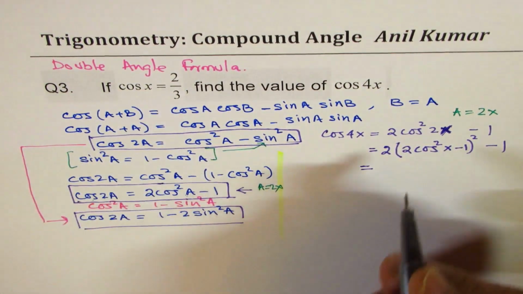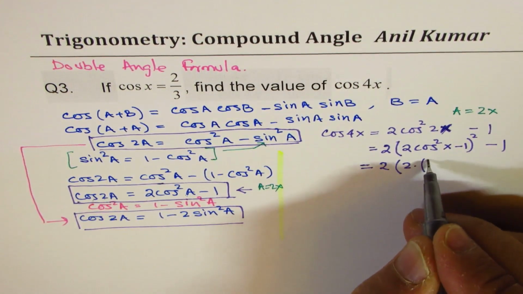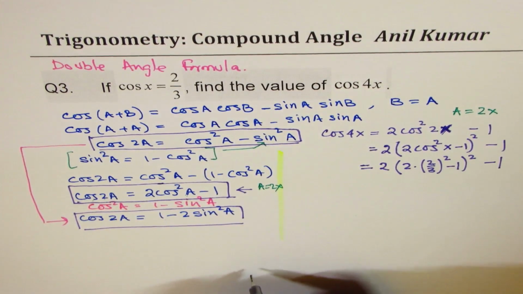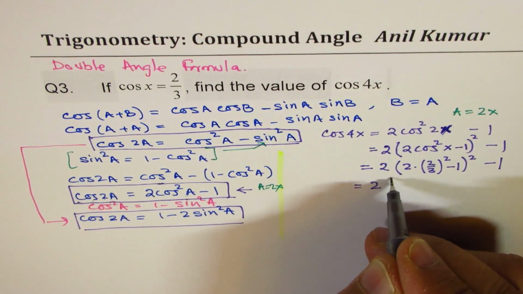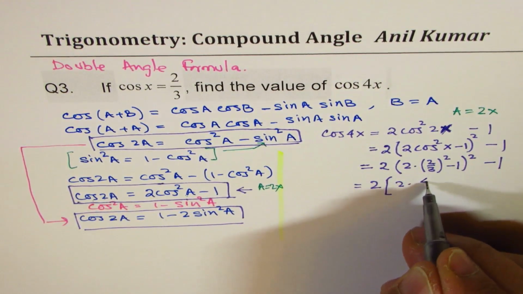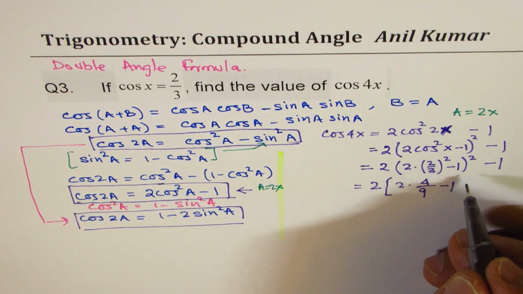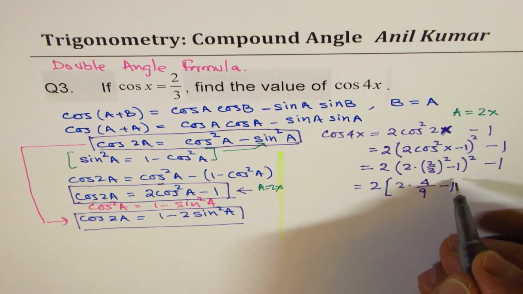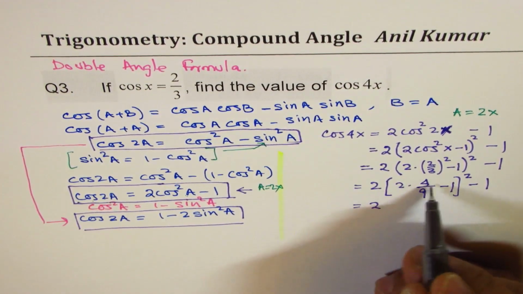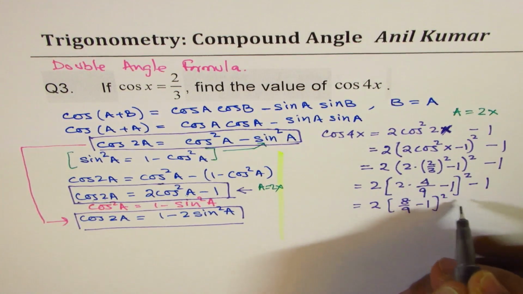Cos x is 2 over 3. So we can substitute 2 over 3. So we get 2 times, 2 times (2 over 3) whole square minus 1, whole square, minus 1. Got it? And now that gives us 2 times, let me use square brackets. So here we have 2 times 2 square is 4 over 9 minus 1. Correct? And all this is squared minus 1. So which gives us 2 times, it is 8 over 9 minus 1, whole square, minus 1.